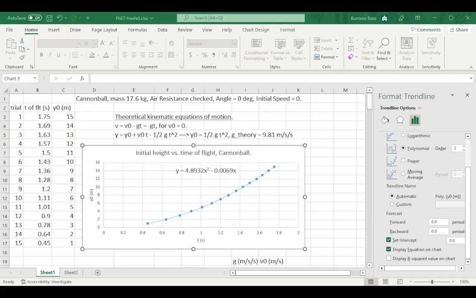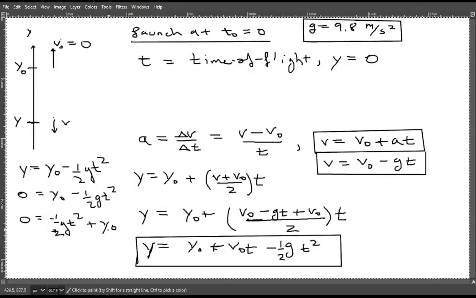So come back over to this equation, and we'll just solve it for y0. It's practically done for us right here. Just move the minus 1/2 gt squared over to the left-hand side of the equation. Or we could just write it like this: initial drop height is equal to 1/2 gt squared.